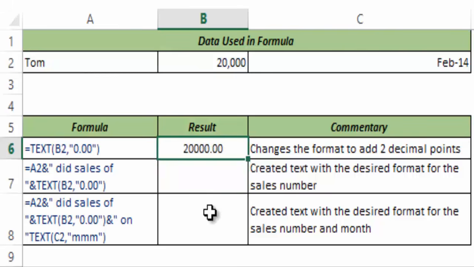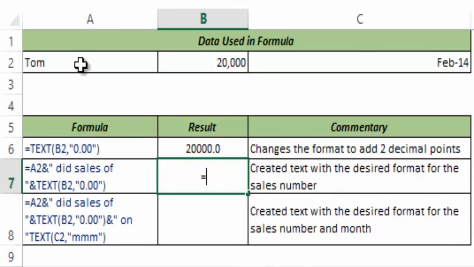enter. Now instantly this changes the format of B2 and it displays 20,000 with 2 decimal points. I can change the format here. I can make it 1 decimal point and it would change here. Now the benefit of the TEXT function is that you can use this to change the format of a cell and at the same time append it with some other text. So for example, if I ask you to write Tom did sales of 20,000 with a decimal point, then you would not be able to do this using custom formatting very easily, but with the TEXT function you can do it easily. So let me show you how this works.